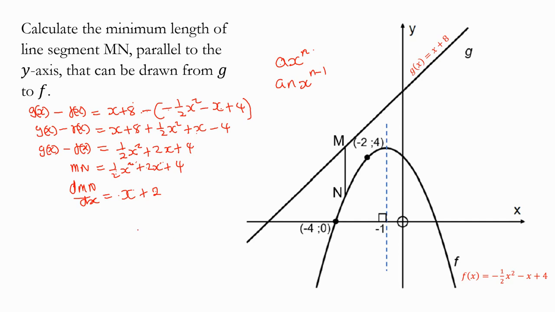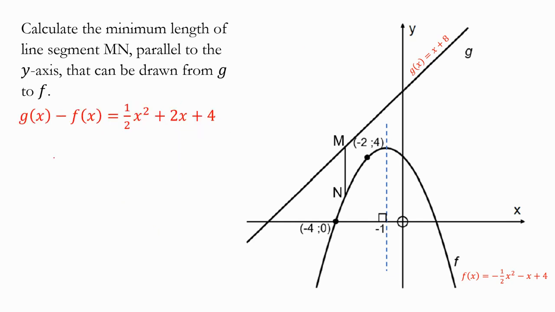Now we equate this derivative to 0, because at the minimum, this derivative is equal to 0. So 0 is equal to x plus 2, meaning that x is equal to negative 2. So this function MN is going to be minimum when x is equal to negative 2. Let's do that in the next slide so that we have a clear space here.